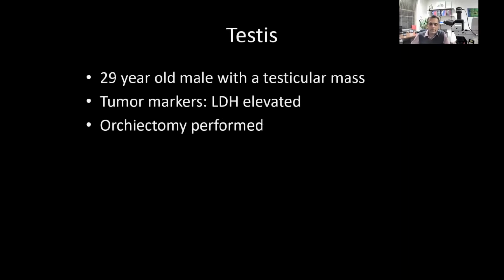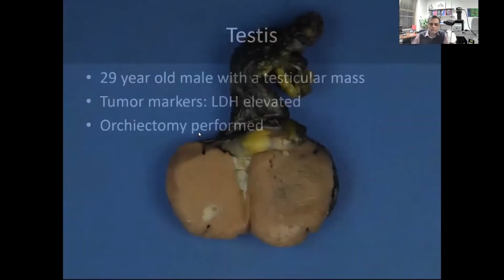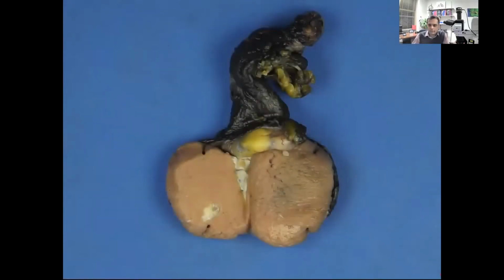All right, so let's go on to case 2. So this will be a testicular tumor. This was a 29-year-old male patient who presented to us with a testicular mass, and only LDH was elevated. He did not have AFP or beta HCG elevated. And as is standard protocol, for any young male with a testicular mass, orchiectomy is the surgery. So orchiectomy was performed for this patient, and you can see a bivalve orchiectomy specimen over here.